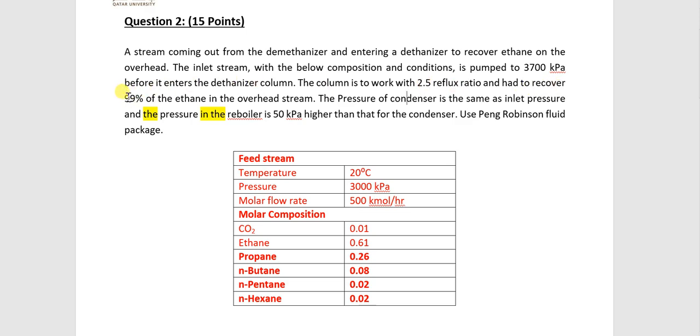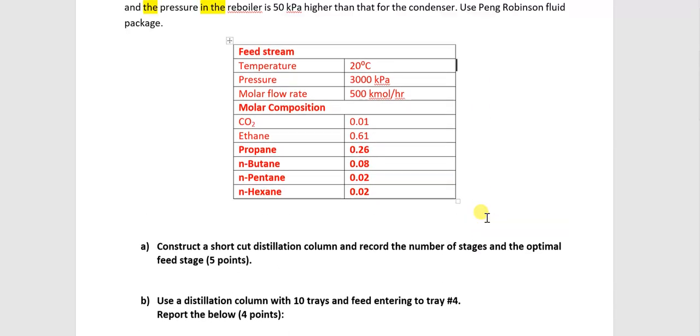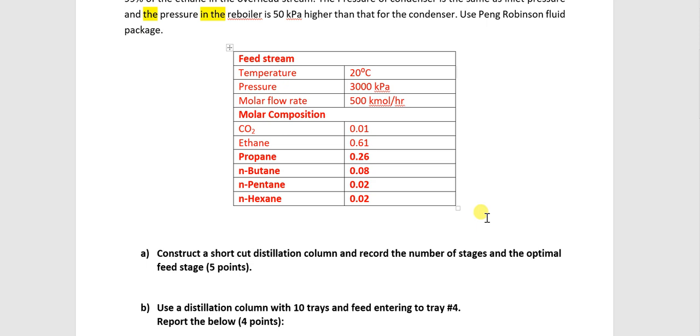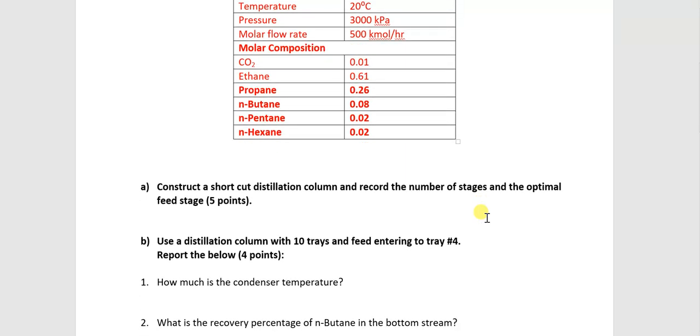So we have two specifications. One is the reflux ratio, and the other is the column component recovery in the overhead. The top pressure condition is given. And of course we have all hydrocarbons, so we will be using Peng-Robinson. First of all, we need to construct a shortcut distillation to know the number of stages and the optimum feed stage and so on.